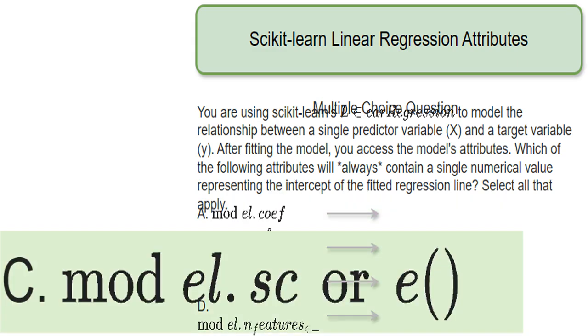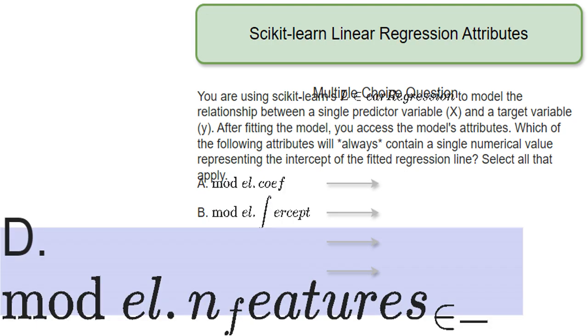The model.score method gives you the r-squared value. This is a measure of how well your model fits your data. It doesn't tell us about the intercept. model.n_features_in_ tells you how many predictor variables, features, you used to build the model. It has nothing to do with the line's position on the graph.